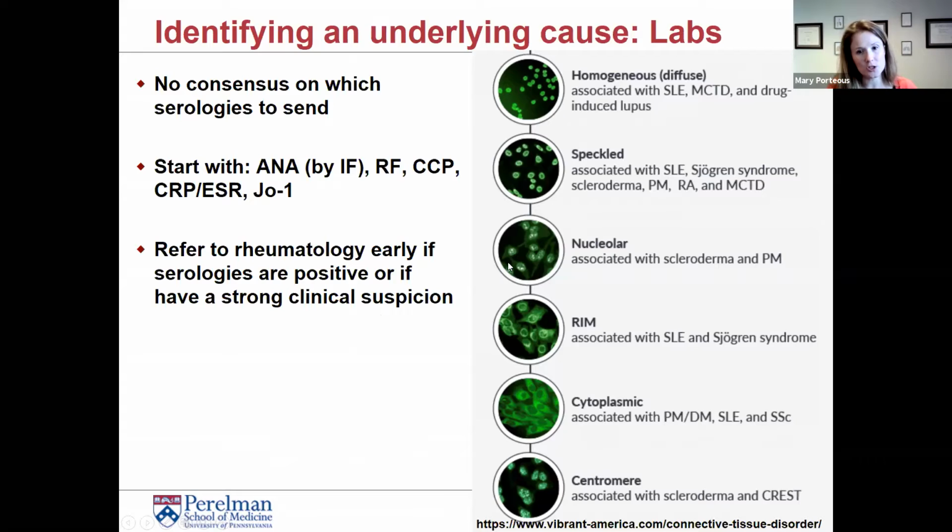Certainly, early referral to rheumatology will be really helpful from a pulmonary perspective, because we say, does rheumatology think they have an autoimmune disease? If so, that may help me say I don't need to biopsy this person, if we really are confident in the connective tissue disease diagnosis.